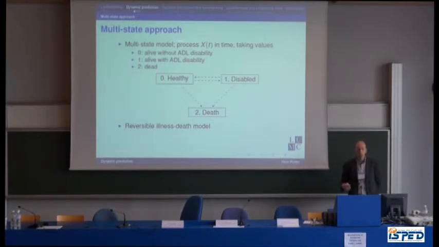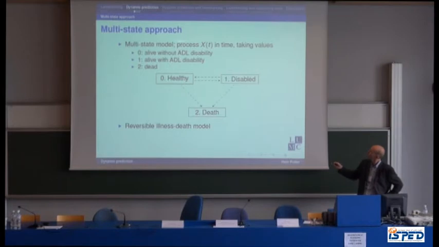One of the ways that you could use to do the dynamic prediction in this context is to use a multi-state model. That multi-state model would distinguish between the 2 states, healthy and disabled, and you could go back and forth between healthy and disabled. You start at healthy, and then you become disabled, and then you can become healthy again. And you go back and forth between these states. And then from either of these states, you can die. So those are the states. This is called a reversible illness-death model.